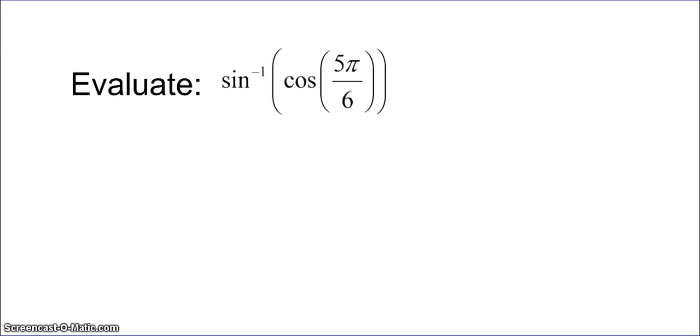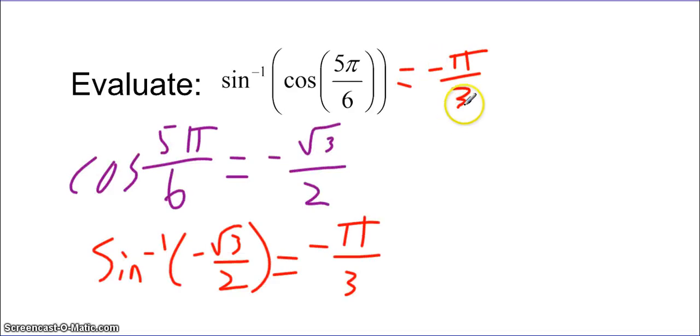Okay, now back to more practice of evaluating. So I want you to pause the video and evaluate the sine inverse of the cosine of 5 pi 6. Unpause when you're ready to check your work. Alright, so we should end up with an answer of negative pi thirds. So first we figure out what is the cosine of 5 pi 6. It's -√3/2. That is within my domain of the sine inverse function. So what is the sine inverse of -√3/2? It's negative pi thirds.